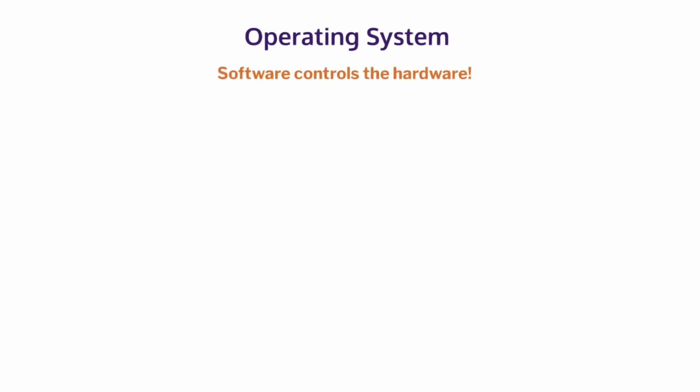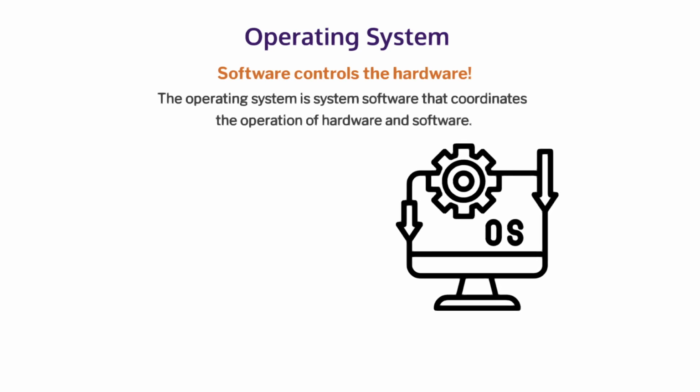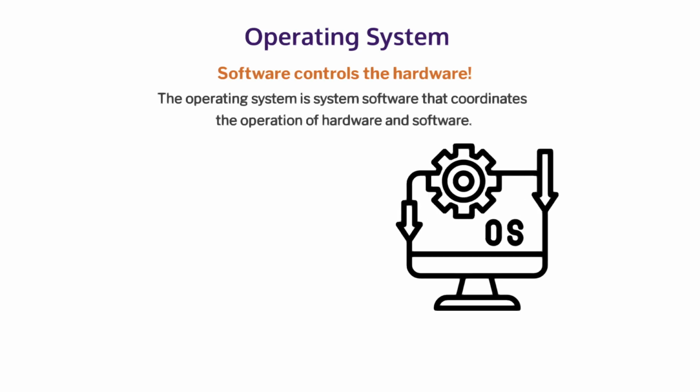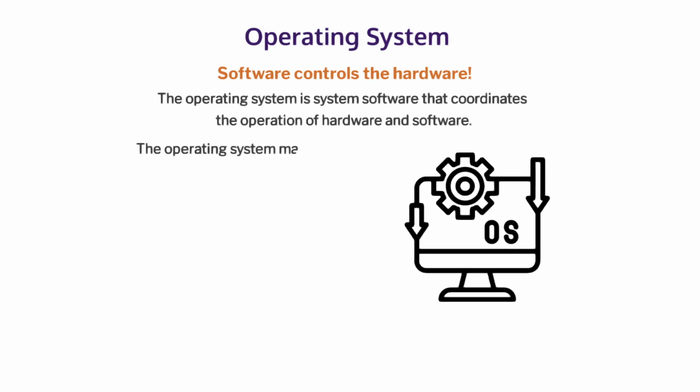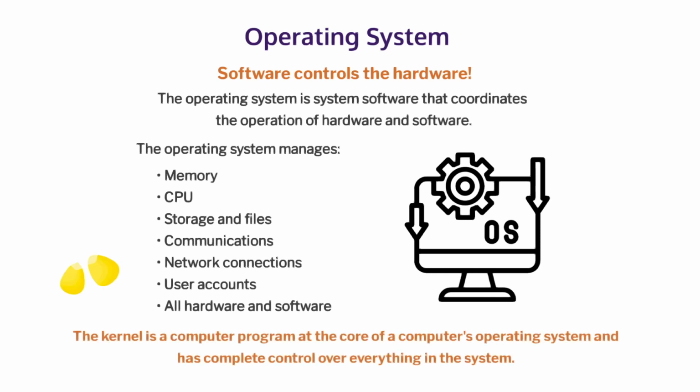Software controls the hardware. How does this happen? By the operating system, which is system software that coordinates the operation of hardware and software. The operating system possesses unique capabilities that enable it to oversee other software on the computer. The operating system manages memory, CPU, storage and files, communications, network connections, user accounts, all hardware and software. The kernel is a computer program at the core of a computer's operating system and has complete control over everything in the system.